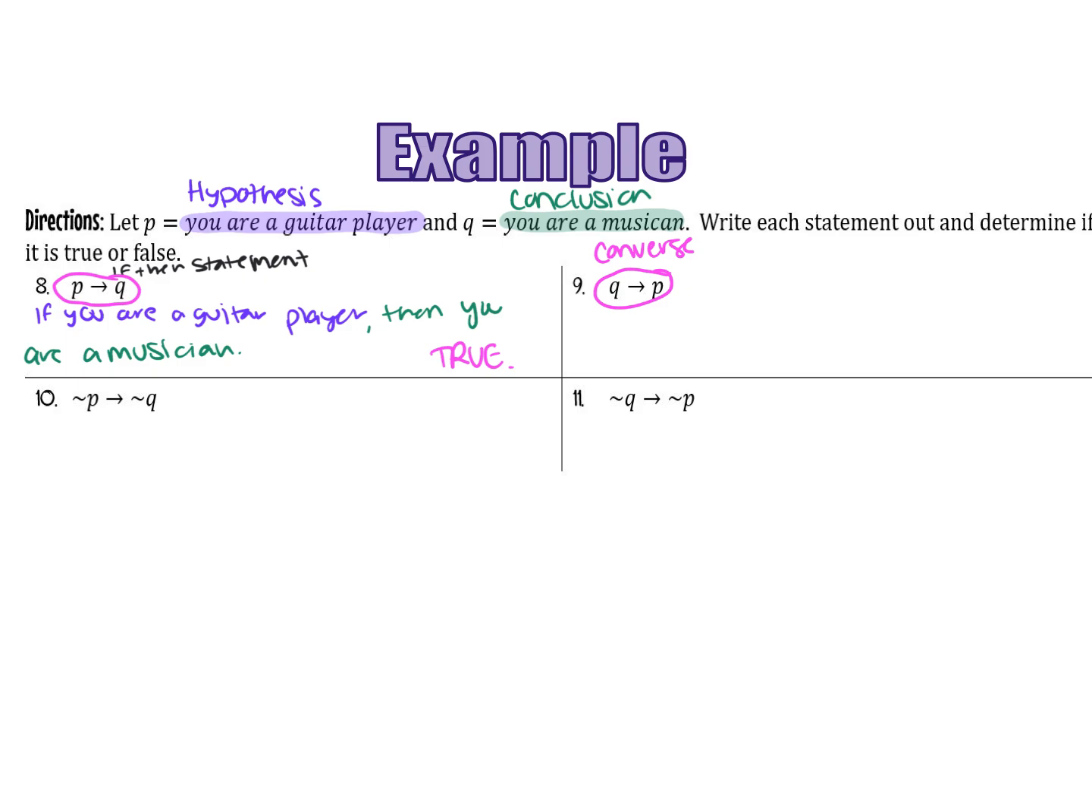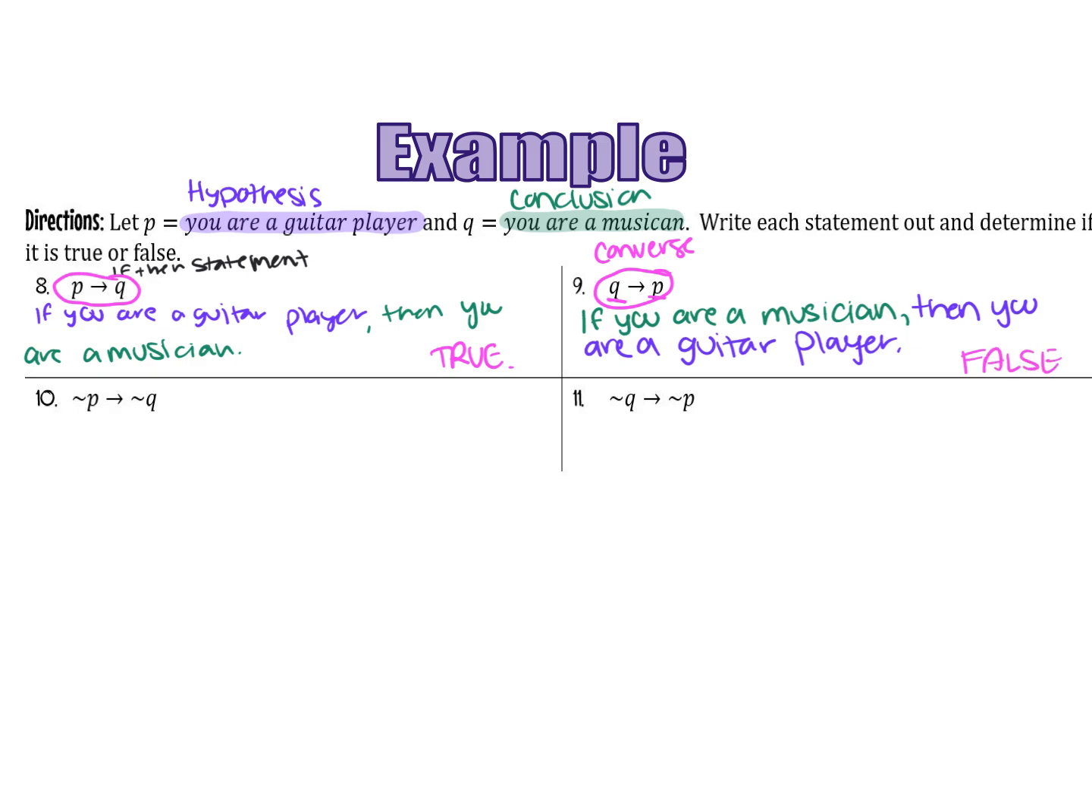The converse means we're simply switching our Q and our P. So we're going to write if you are a musician, then you are a guitar player. There we have that statement. And that statement is not necessarily true. It's not true all the time. If you are a musician, you could play a lot of different instruments and you don't have to play the guitar. So the converse switches the hypothesis and conclusion. And in this case, this converse is false.